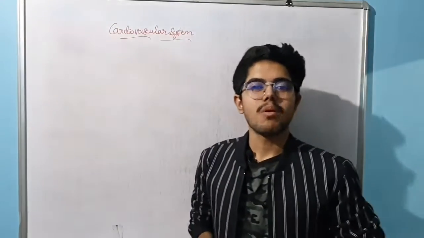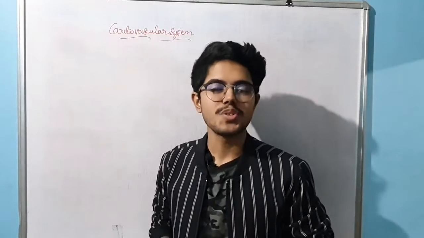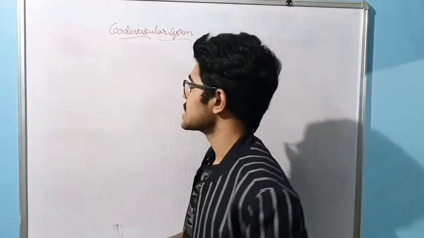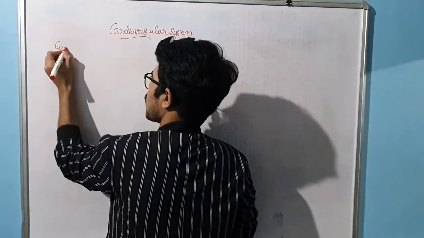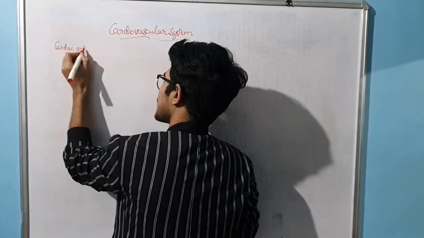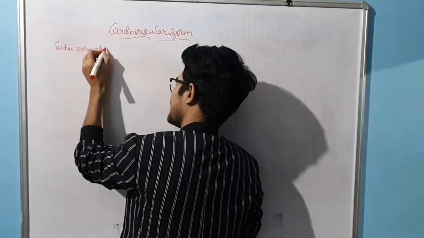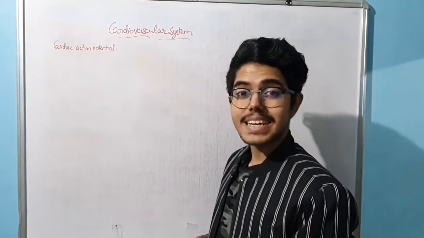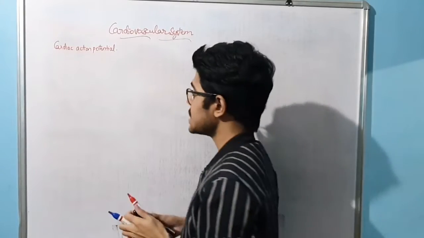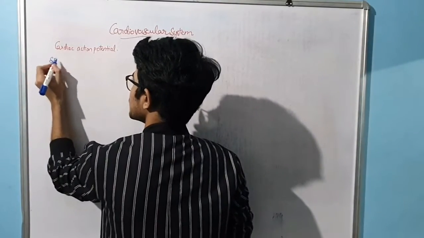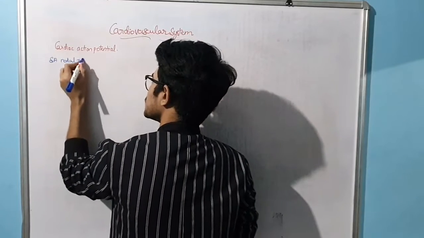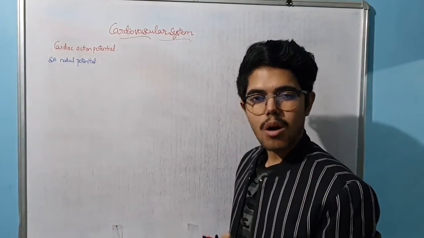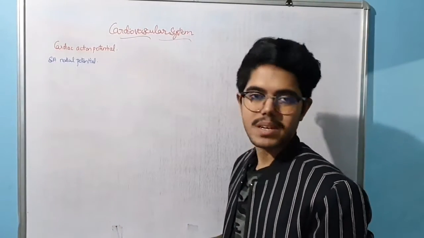In the last video, we discussed the conduction system of the heart. Now in this video, we focus on the action potential in the heart, which we call the cardiac action potential. One group is the cardiac action potential, and this is nothing but the SA nodal potential. So we know that in the conduction system of the heart, the SA node is the pacemaker, the dominant pacemaker.